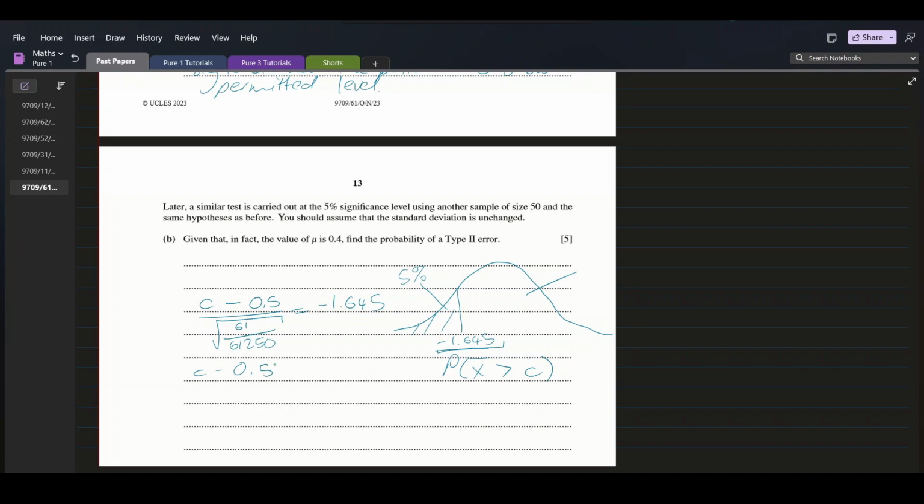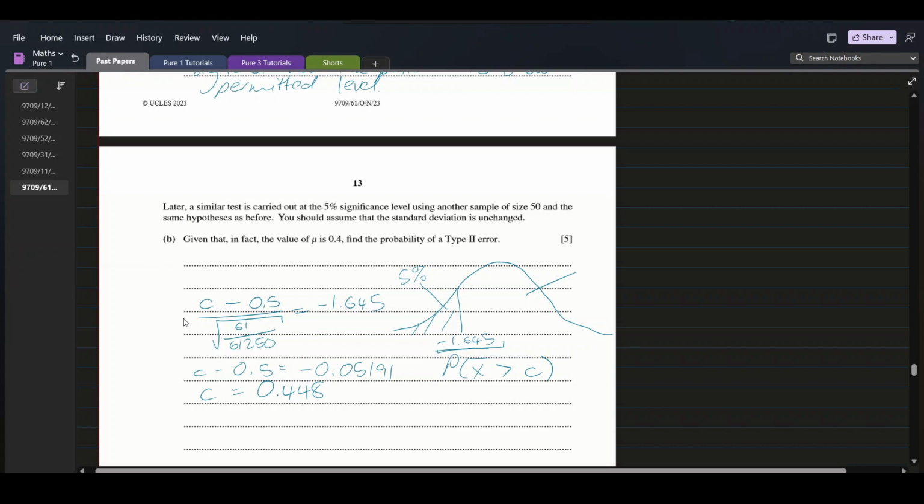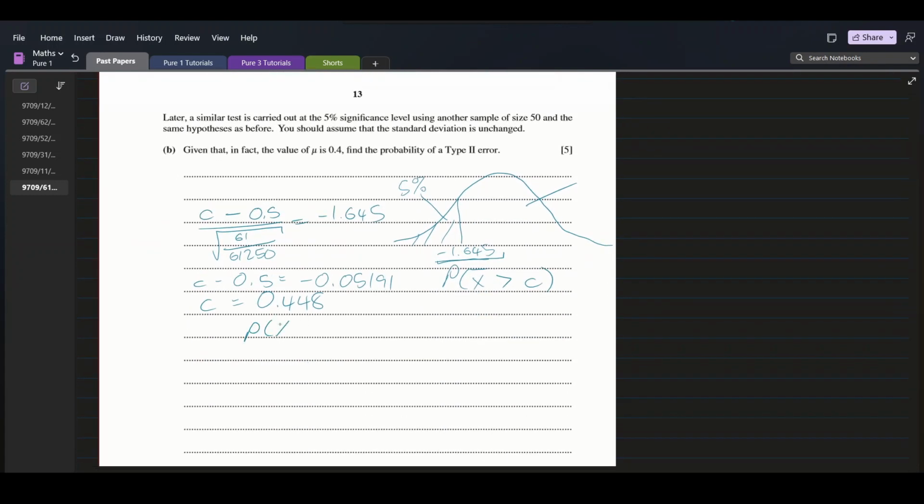So c minus 0.5 is equal to, if we multiply that by that square root, negative 1.645 times the square root of 61 over 61,250, you get negative 0.05191. So c is equal to, let's add 0.5 to that, c is equal to 0.448, correct to 3 decimal places. And now we can find the probability that x bar is greater than c with our corrected value for mu, and that should give us the probability of a type 2 error. So this is the probability that x bar is greater than 0.448.